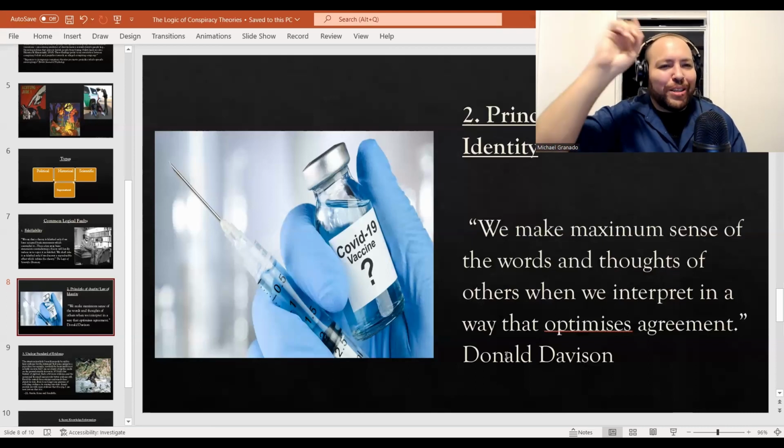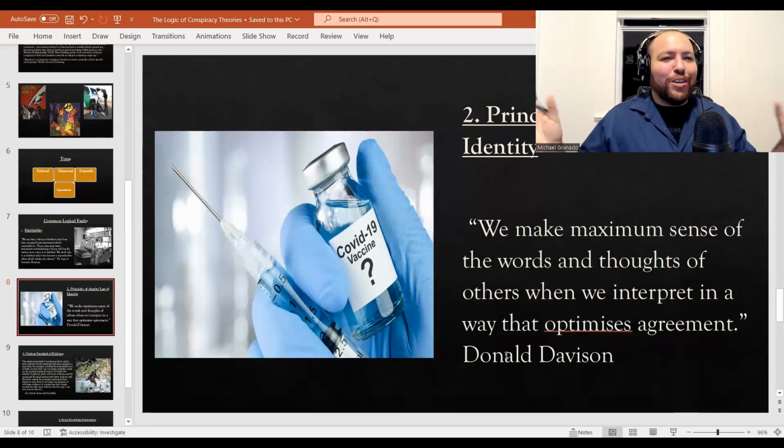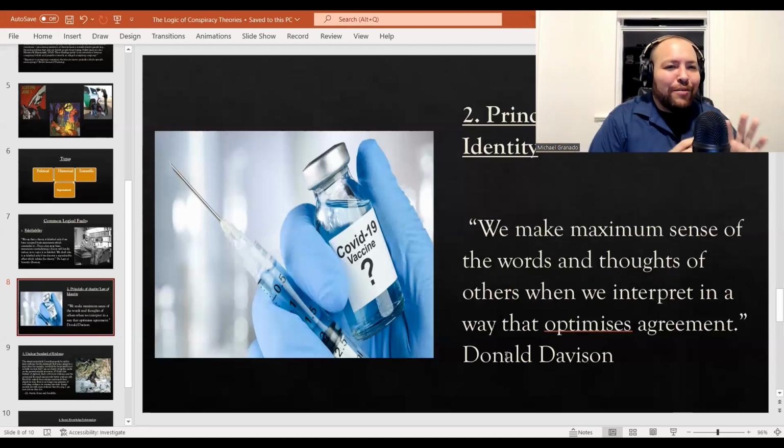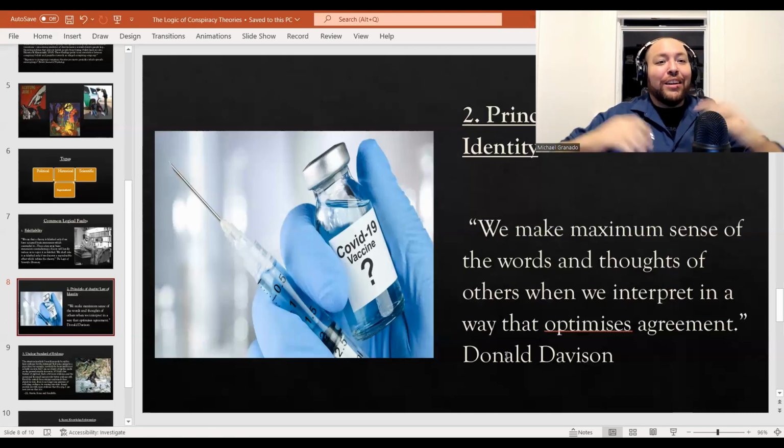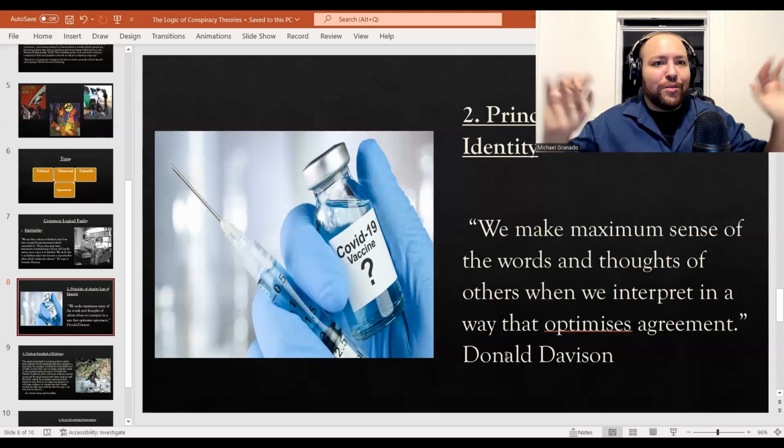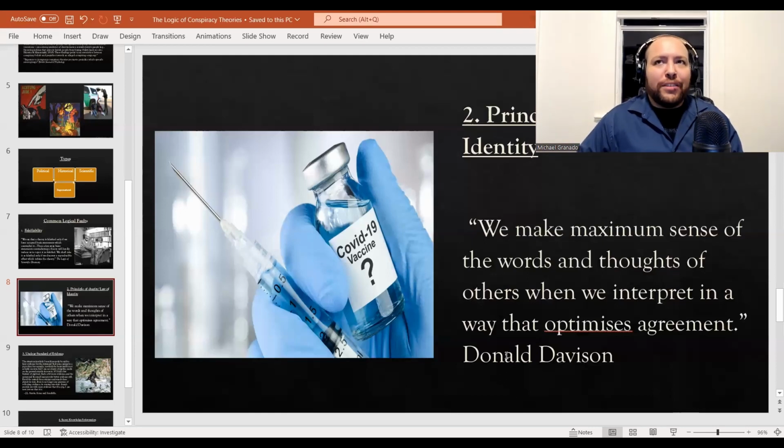But the conspiracy theorist comes in, right? Why would you trust the government? Why would you believe that they're doing something for the reason that they said they're doing it and not for some other nefarious reason? This is what the principle of charity is stating, that you should take people at their word. Now, obviously, there are situations in which you shouldn't.